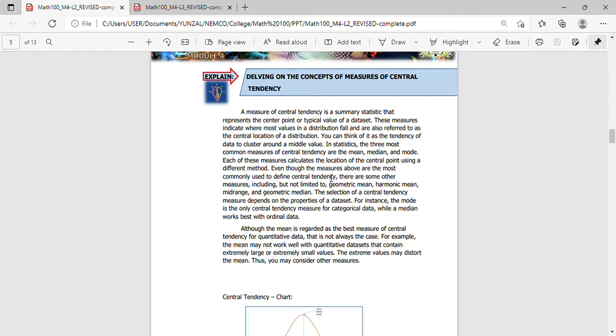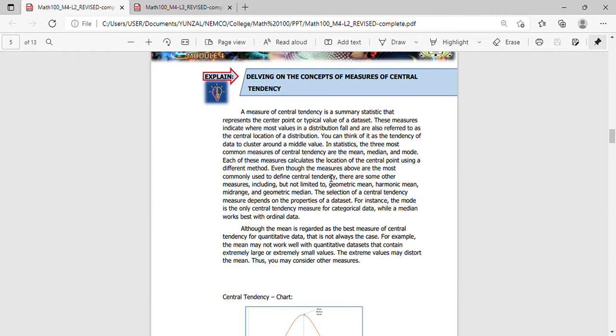Categorical data, is it qualitative or quantitative? Category? That's qualitative. Categorical data. So that is for mode. If you have data which is categorical data, then you can use the mode.